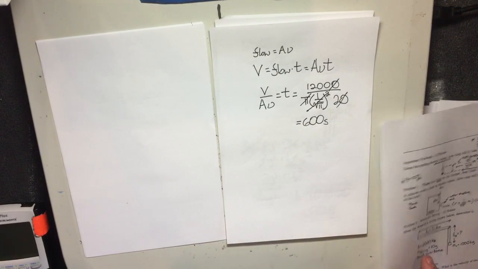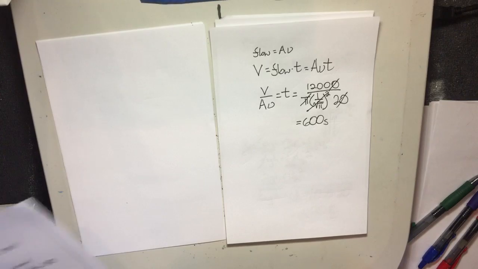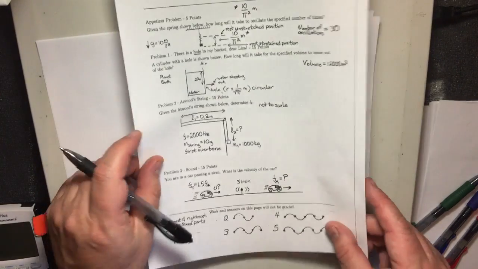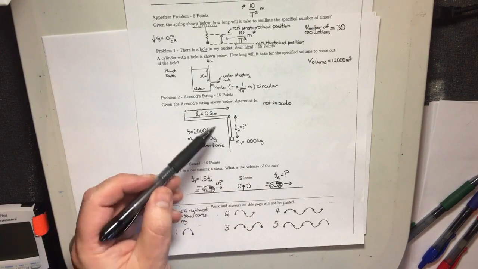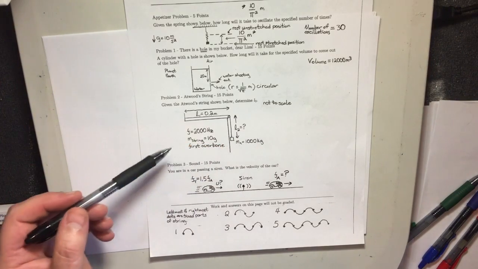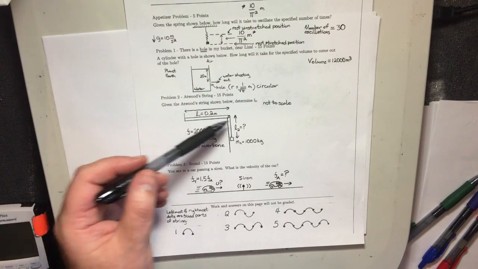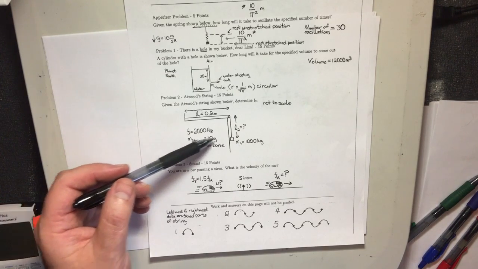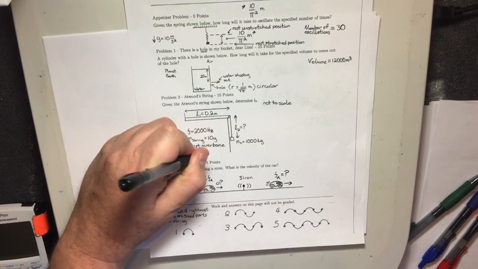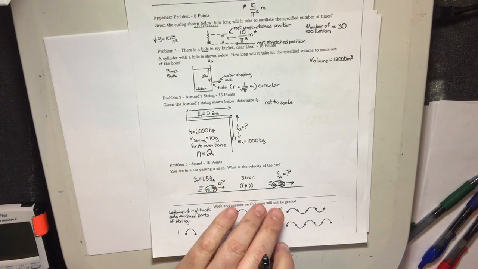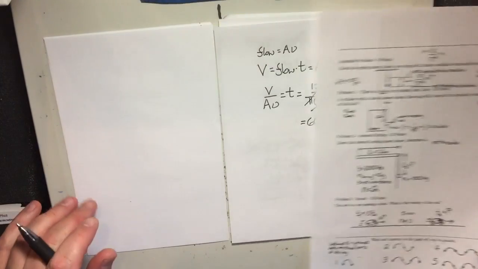Okay, problem 2, Atwood string. The lengths are not given. One of them is missing. It's not to scale. The frequency of the vibrating string is 2,000 hertz. The mass of the string is 10 grams. It's at its first overtone, so n is equal to 2. Determine that hanging length.